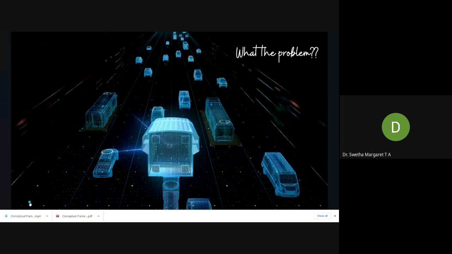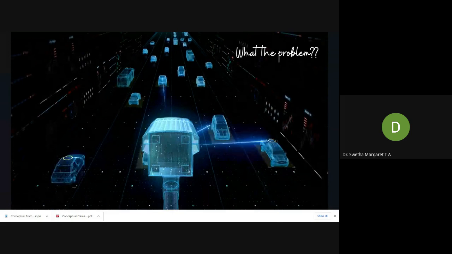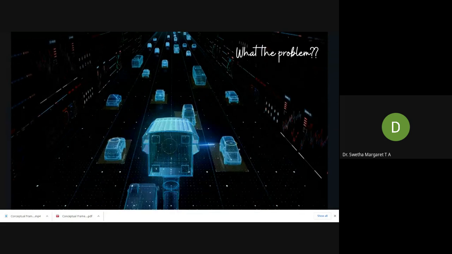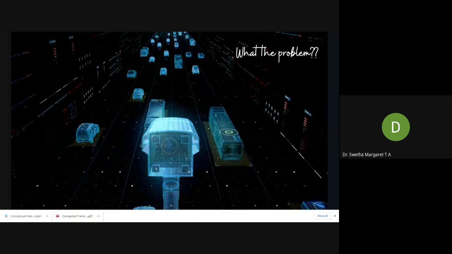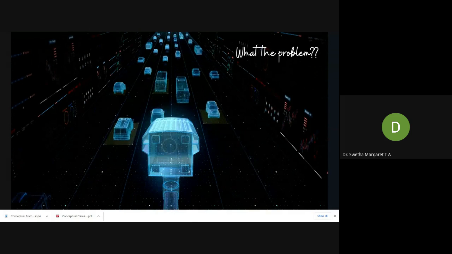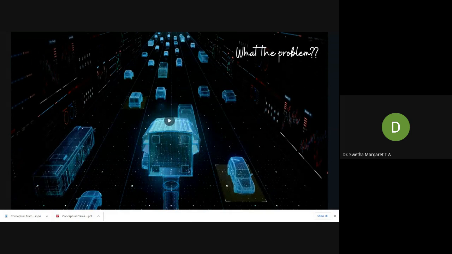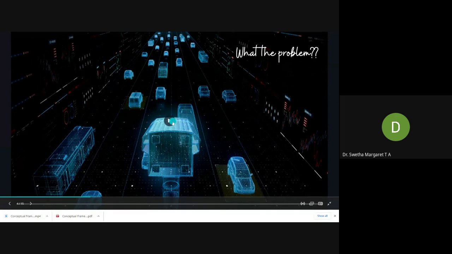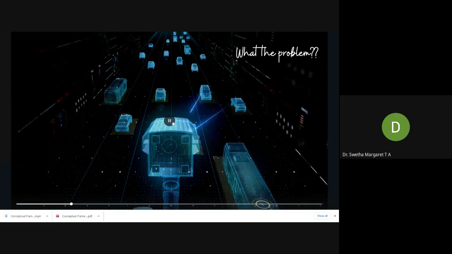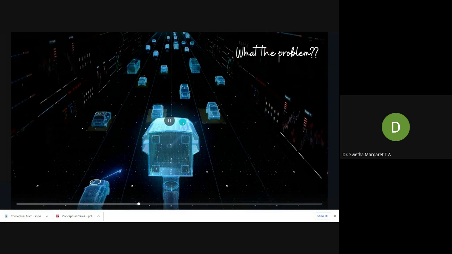Right. So, what's this lane defilement? Lane defilement, or lane crossing, or lane prohibition. These are some of the terms in which we could be talking about this.